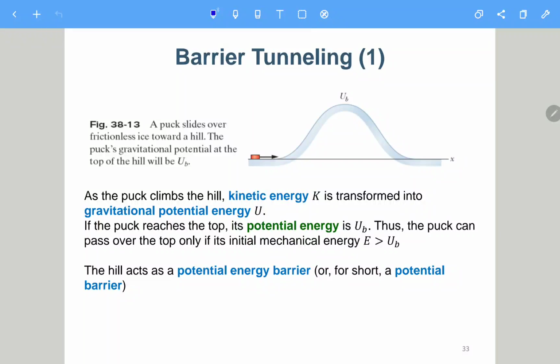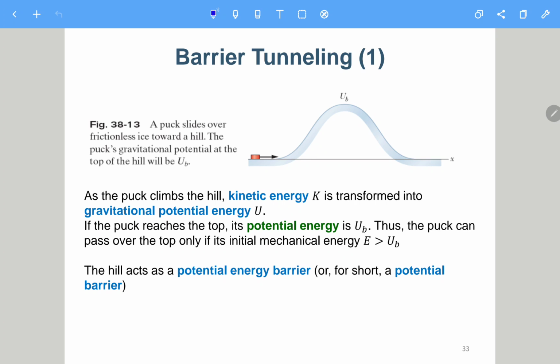Okay, so after finishing the potential, we start to talk about barrier tunneling. Here you can see a puck, the hockey puck, slide over frictionless ice towards a hill. The puck's gravitational potential energy at the top of the hill will be UB. So now we consider the gravitational potential. And similarly, the gravitational potential is similar to the electric potential, which we will talk about later.